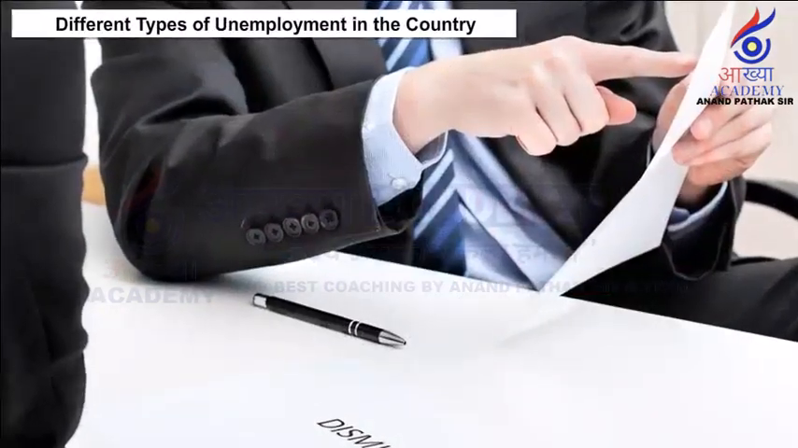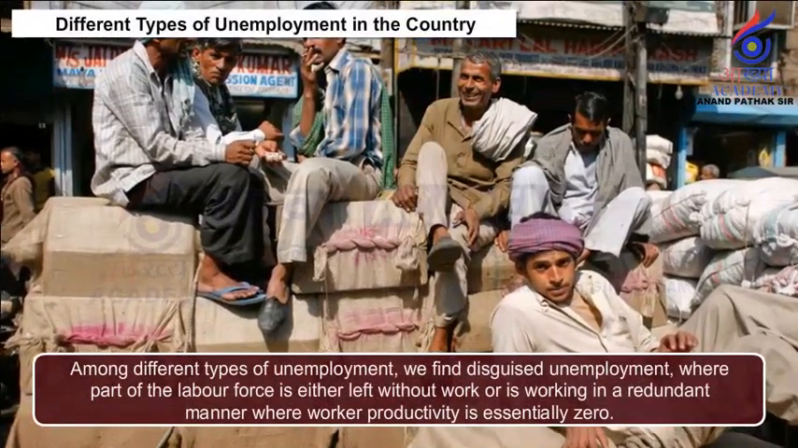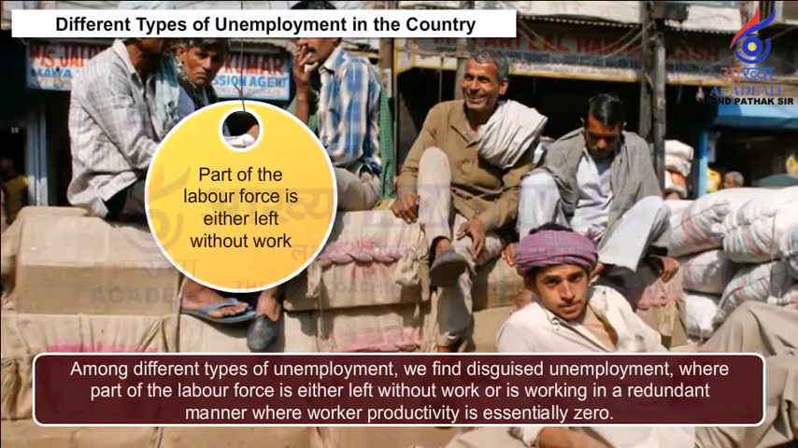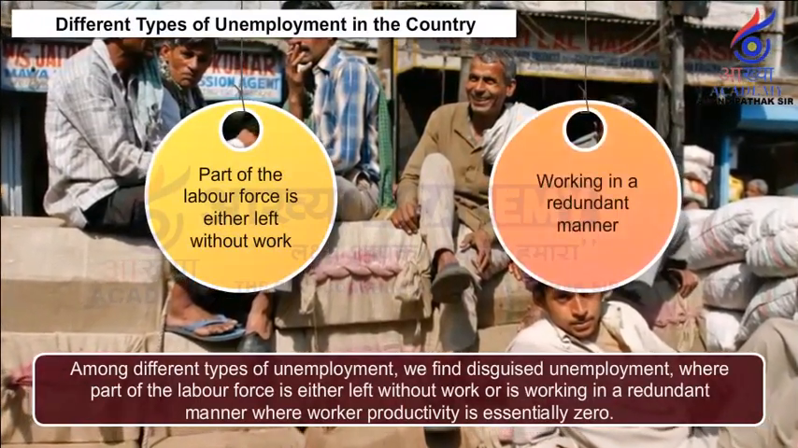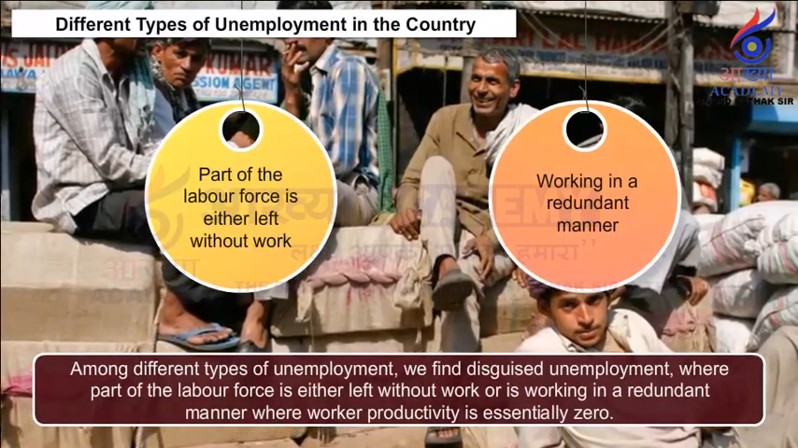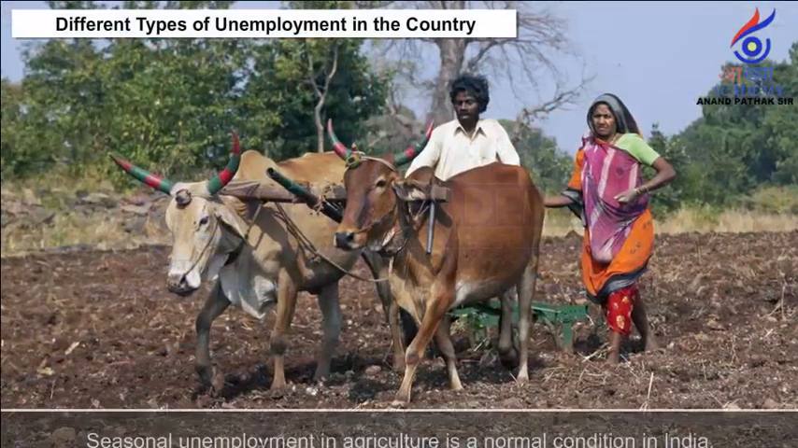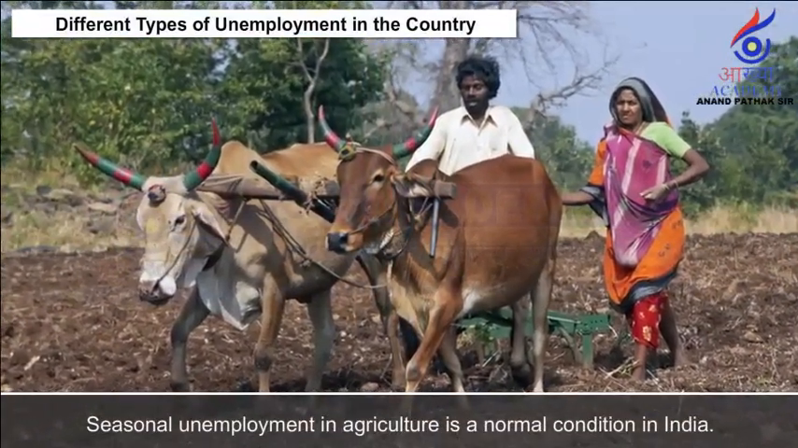Different types of unemployment in the country. Among different types of unemployment, we find disguised unemployment, where part of the labor force is either left without work or is working in a redundant manner, where worker productivity is essentially zero. On the other hand, seasonal unemployment in agriculture is a normal condition in India.